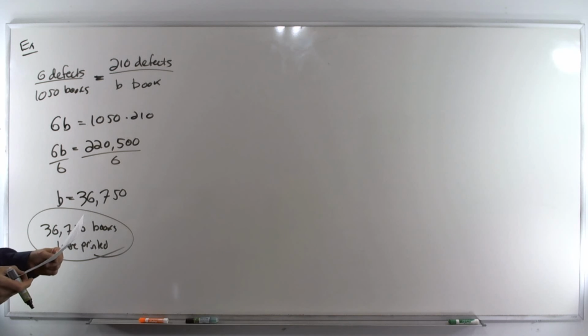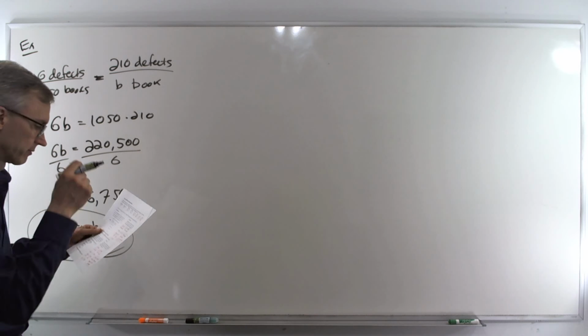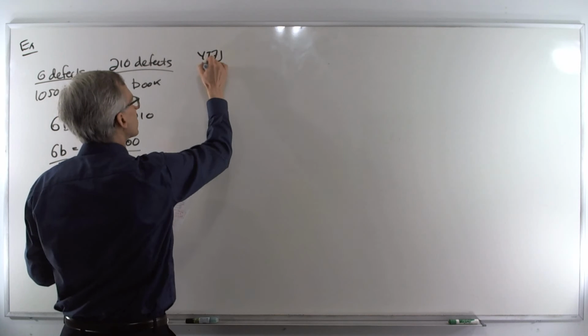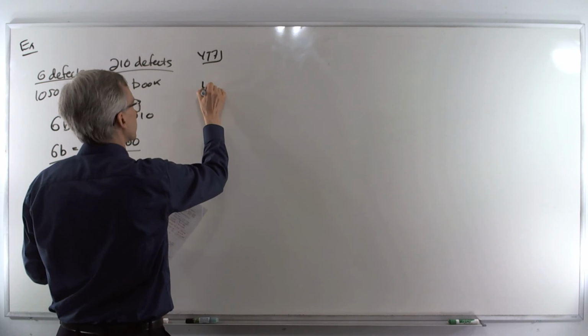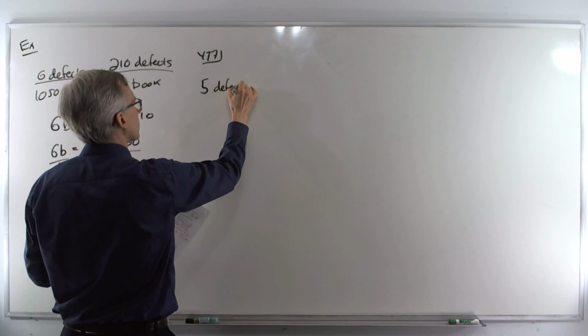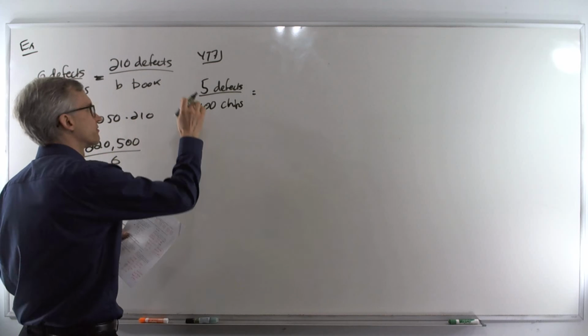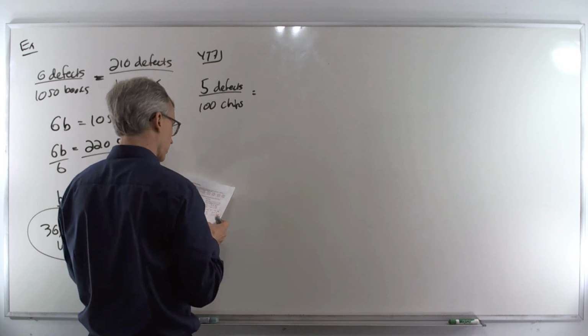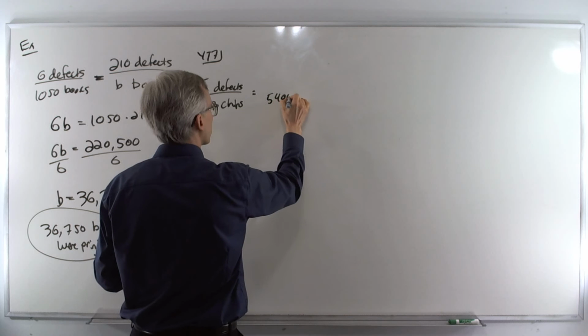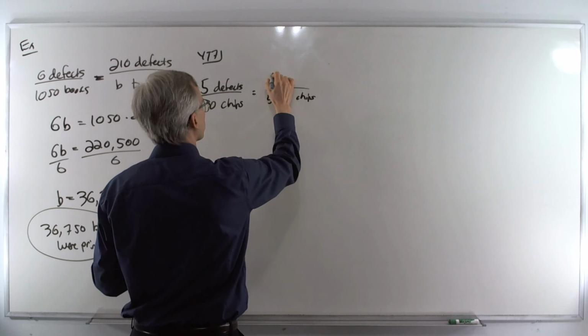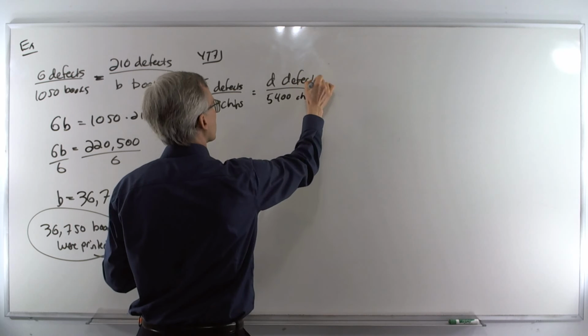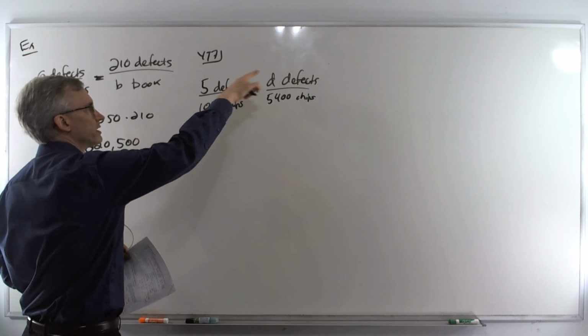Your turn number 7. A company that manufactures computer chips finds that 5 out of every 100 are defective. If the shipment is 5,400 chips, how many are expected to be defective? There's two related quantities, 5 defects out of 100 chips. And now we're going to create 5,400 chips and D defects. So you got chips on the bottom, defects on top.